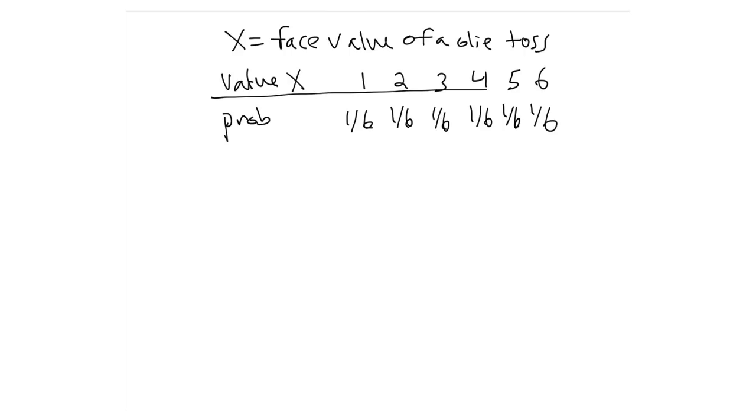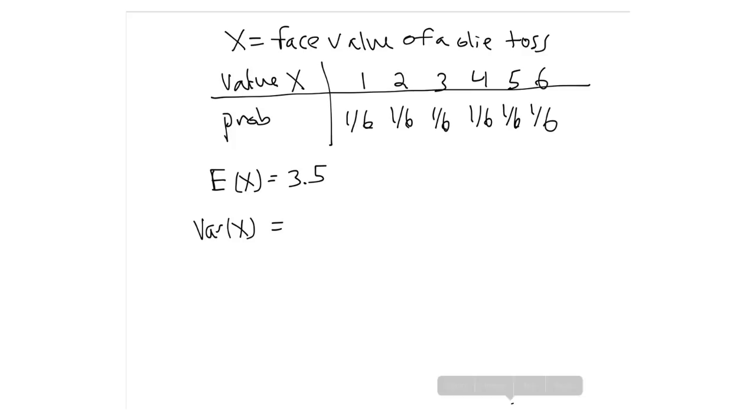Now we know from the previous video that the expected value of x is equal to 3.5. So how can we calculate the variance of x? Well, the variance of x is basically the average deviation from the expected value. So for example here, the deviation of the first value is 1 minus 3.5. We square it and we weight it by the probability, 1 over 6.